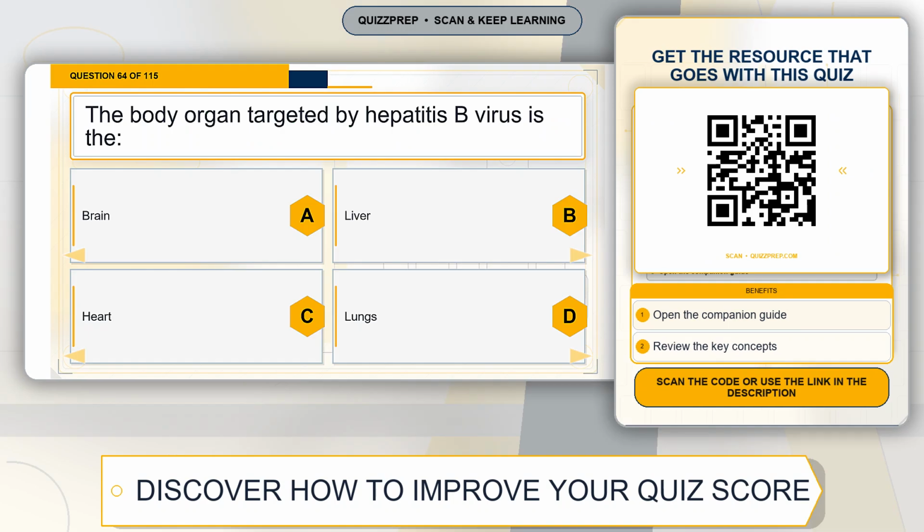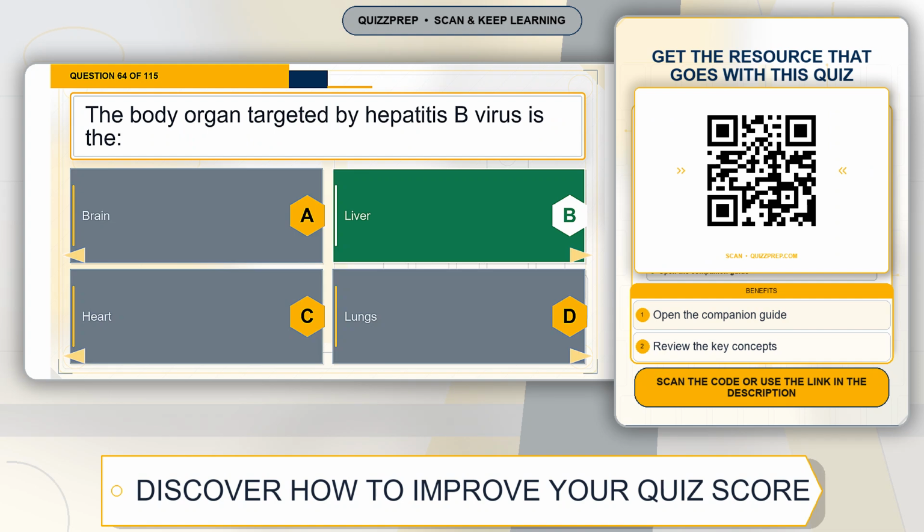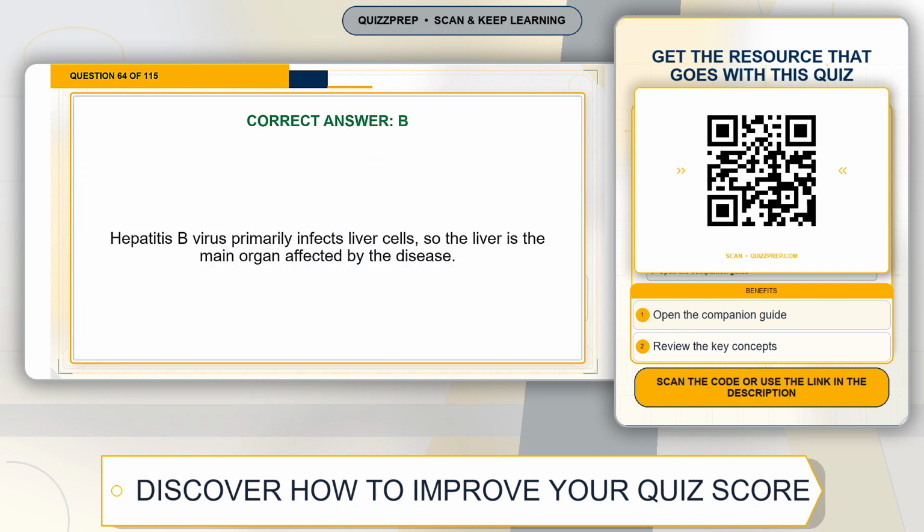Question 64. The body organ targeted by hepatitis B virus is the: Option A, brain. Option B, liver. Option C, heart. Option D, lungs. The correct answer is option B, liver. Explanation: hepatitis B virus primarily infects liver cells, so the liver is the main organ affected by the disease.